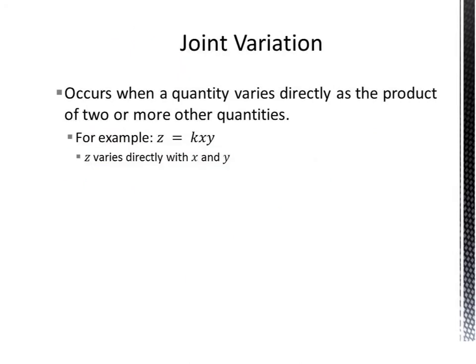So there is a third type of variation we need to talk about, and it's called joint variation. It occurs when a quantity varies directly as the product of two or more other quantities. There's still a k in there because there has to be a constant of variation. For example, you would say that z varies directly with the product of x and y, or with x and y. Something to keep in mind is that directly is always straight across, so directly ends up on top. Inversely is on the bottom. So direct is straight across, inverse is on the bottom.